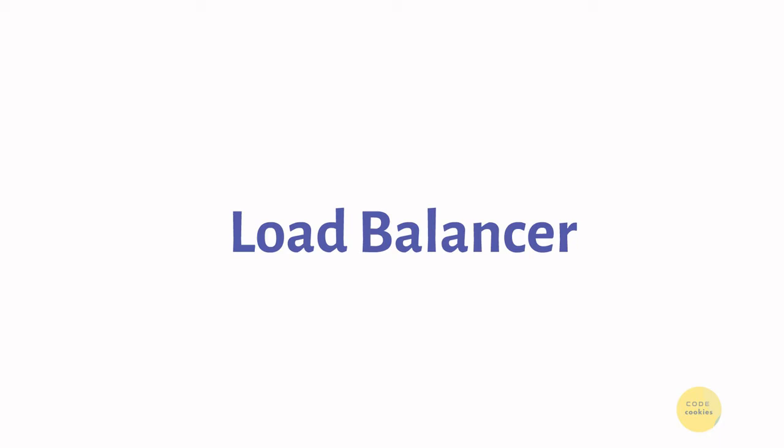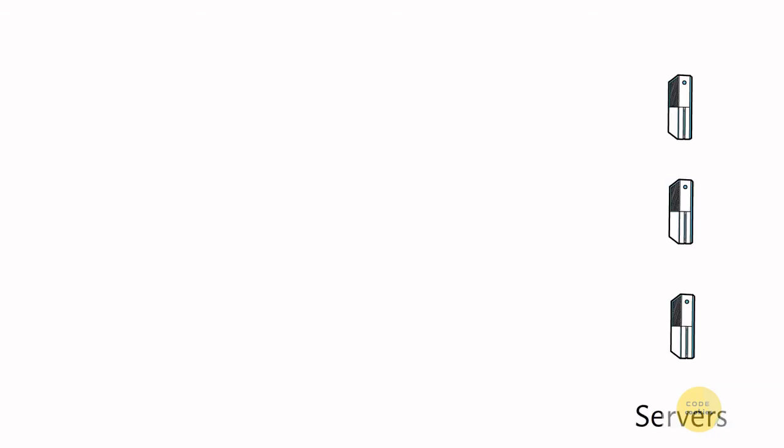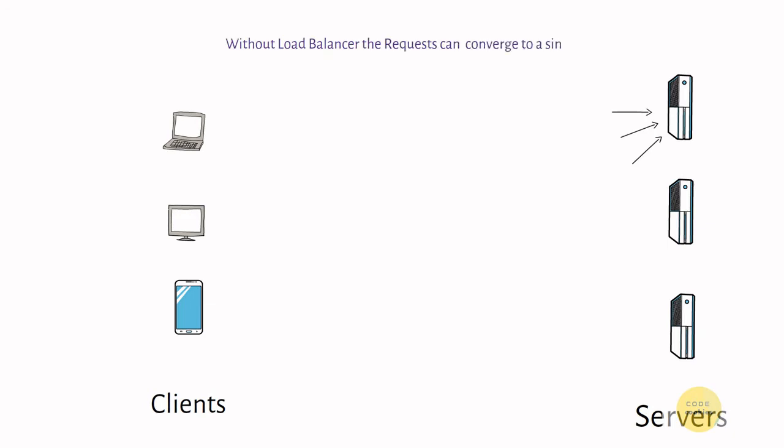Load balancers are used to distribute the requests across the servers which are horizontally scaled. Without a proper load balancer, the requests can converge to one or only part of the servers, which results in an increase in latency or even breaks the system sometimes.